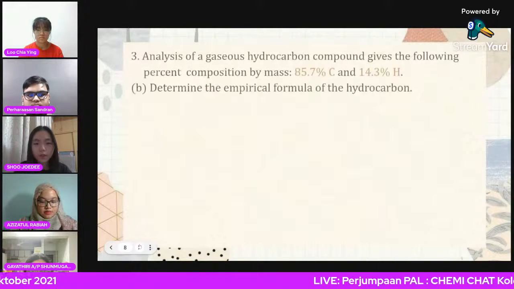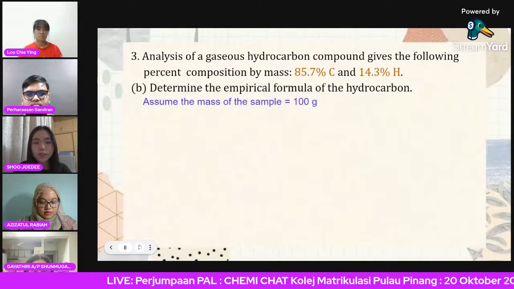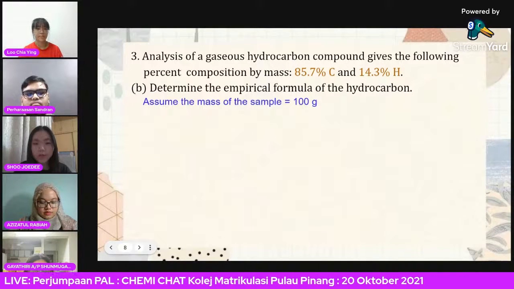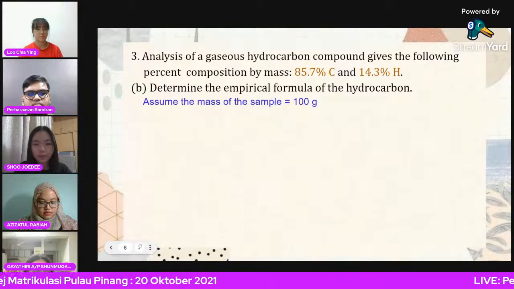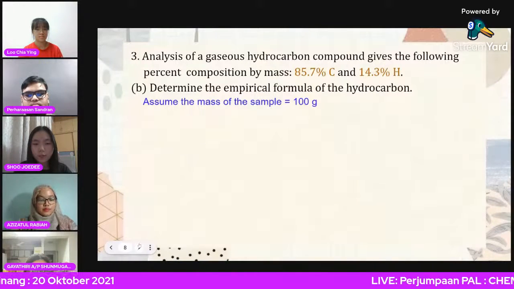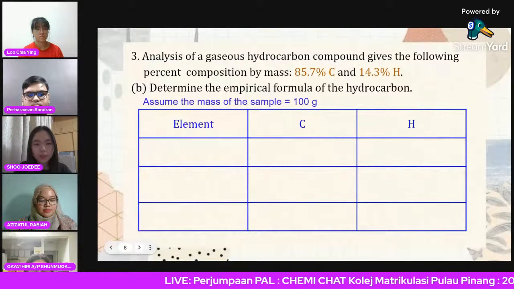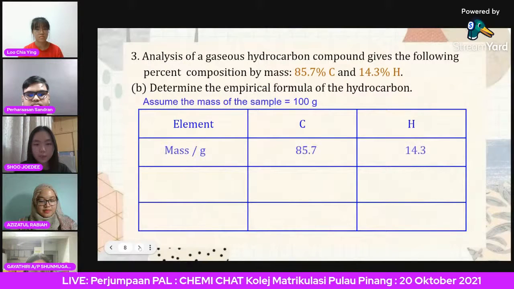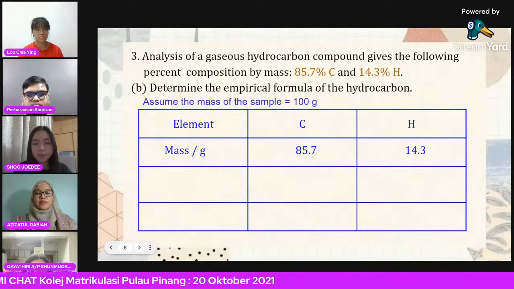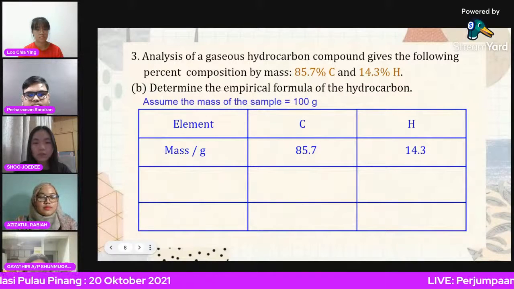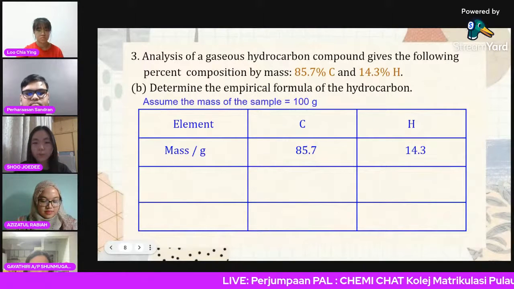Next, we are going to talk about the empirical formula of the hydrocarbon. In order to answer this kind of question, we need to assume that the mass of the sample is 100 grams. Next, we need to draw a table. In the first column, we are going to write the elements, which are carbon and hydrogen in this question. In the next row, we are going to write the mass in units of gram. Since we assume that the mass of the sample is 100 grams, the mass of carbon will be 85.7 grams, while the mass of hydrogen will be 14.3 grams.